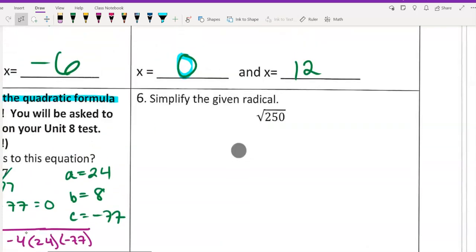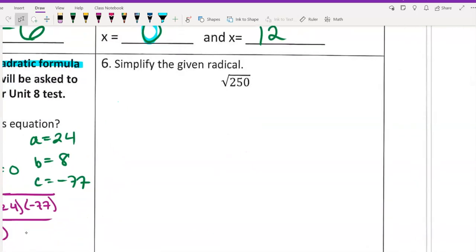All right, next problem. Simplify the given radical. Okay, we did these earlier this week. So when we simplify radicals, we do the factor tree. So we need two numbers that multiply to 250. I know 25 times 10, but now we've got to split the 25. 5 times 5 is 25, and 10 is 2 times 5. All right. Now these 5s and these 2s can't be split anymore.